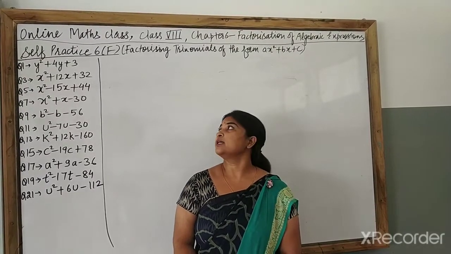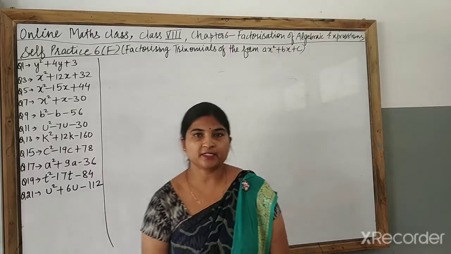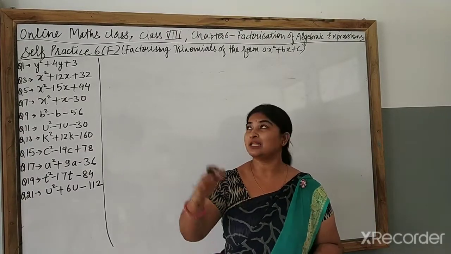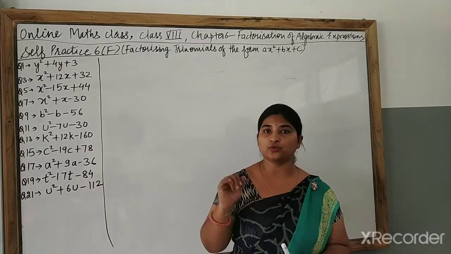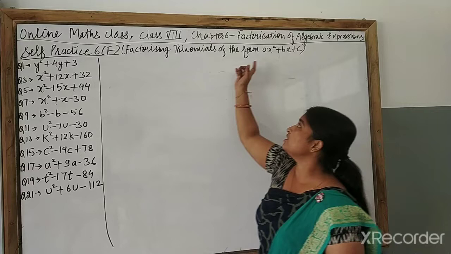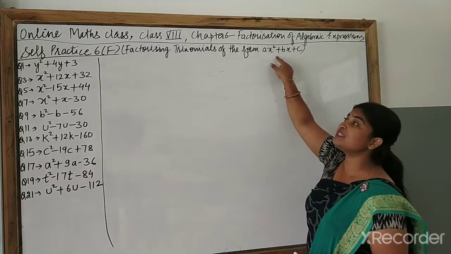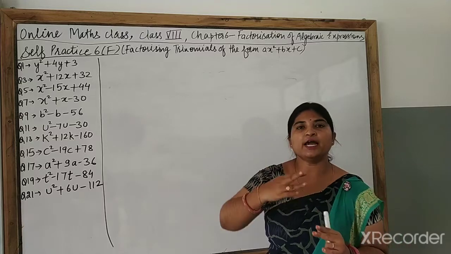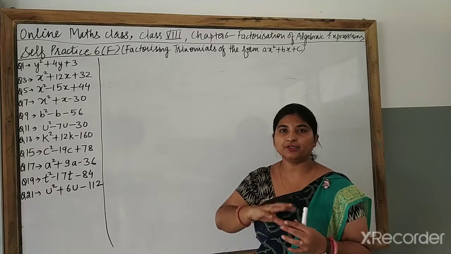Hello students, today we are starting self practice 6F. What we have to do basically in this exercise, first of all you should know that in this exercise we will do the factorization of trinomials in this form. First of all, trinomial means there will be three terms. We already have done three terms with identity.